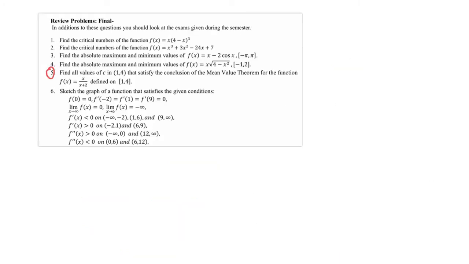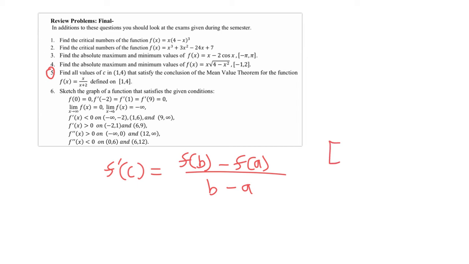Okay, find all the values of c in [1, 4] that satisfy the conclusion of the mean value theorem for the function f of x defined on 1 to 4. So my student at home presented a really good formula for that. If you want to do this, it would be, I believe, f of b minus f of a all over b minus a. And that is the case when the interval goes from a to b.